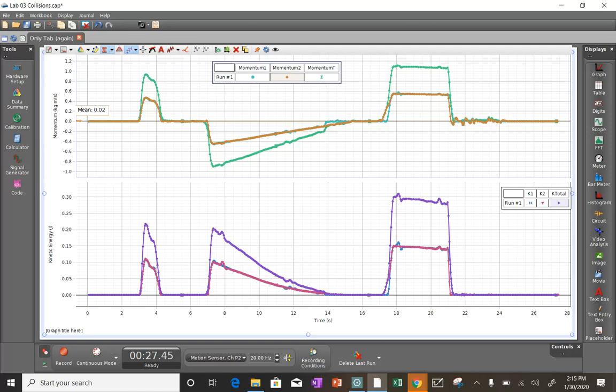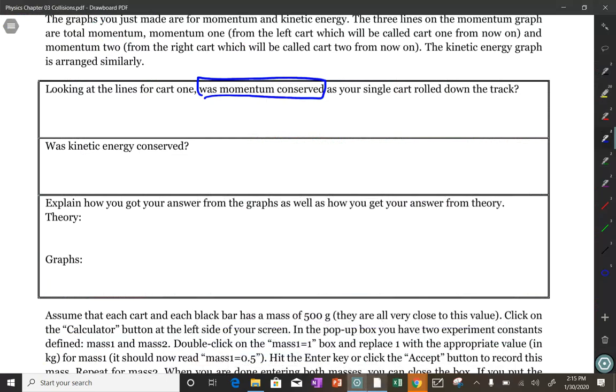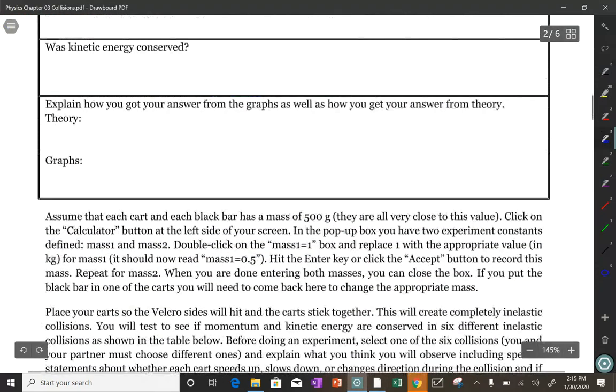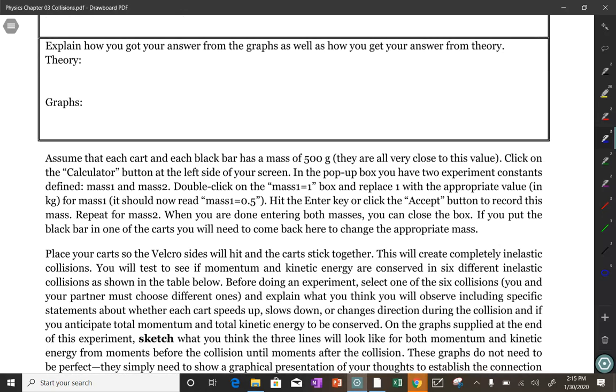So you answer those 2 questions, but then there's a third question to make sure you didn't guess. Explain how you got your answers from the graphs. That is what you observed on the graph that told you if momentum was conserved or not, if kinetic energy was conserved or not. And then, well, actually, the first one is theory.